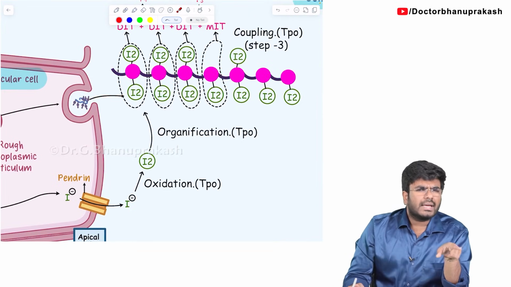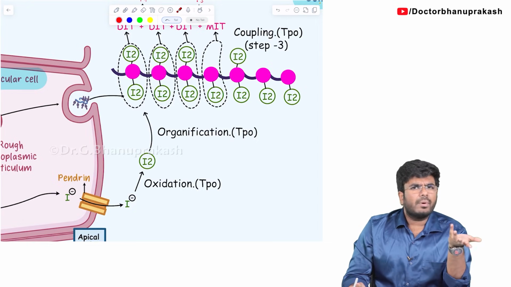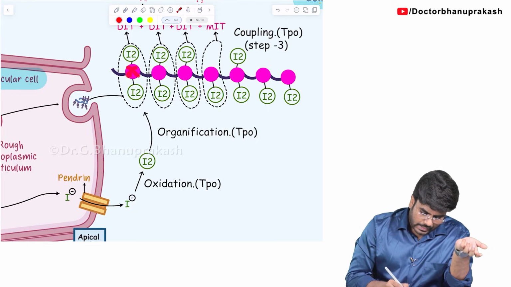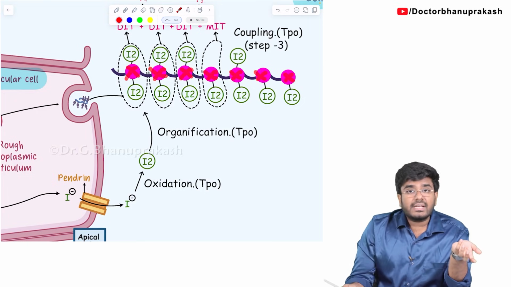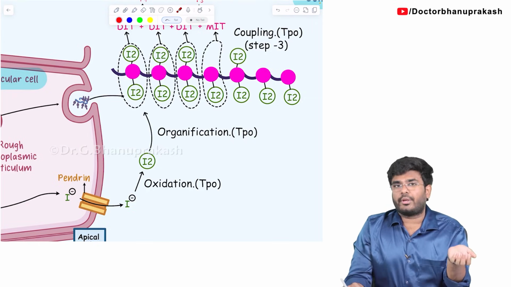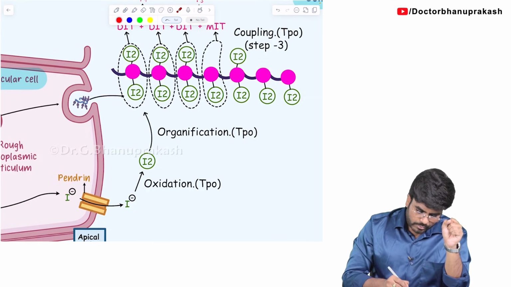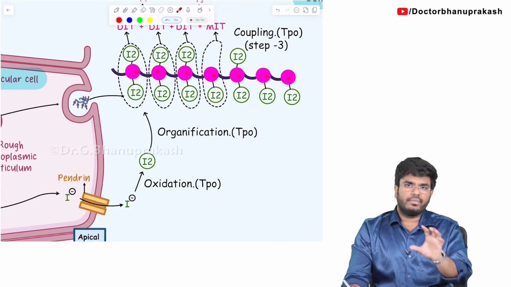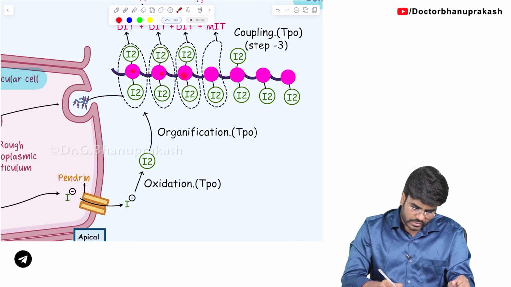I have taught you, right? Thyroglobulin is a protein. Proteins are made up of amino acids. So these are the amino acids. These pink color things are the amino acids. Which amino acid? Tyrosine. Thyroglobulin is made up of tyrosine amino acids. So here what I am showing you is the structure of our thyroglobulin with tyrosine amino acids.